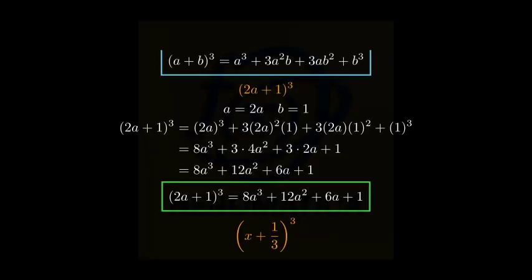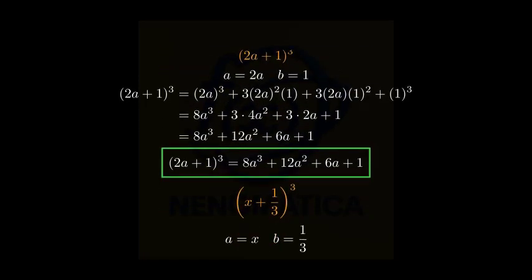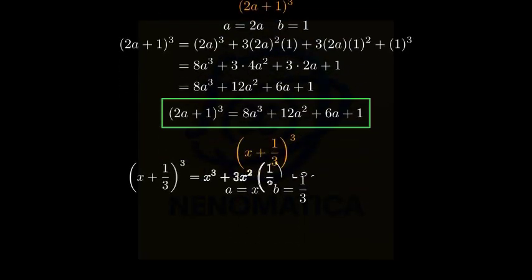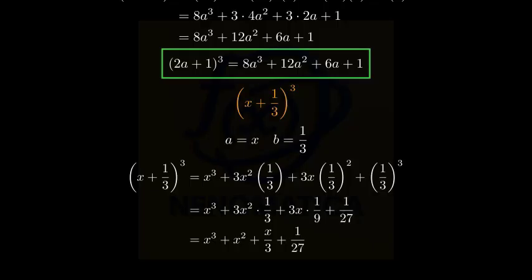Now, let's look at our second example. We want to expand x plus 1 over 3 cubed. Again, we identify the values for a and b. Here, a equals x and b equals 1 over 3. Let's apply the binomial formula step by step.